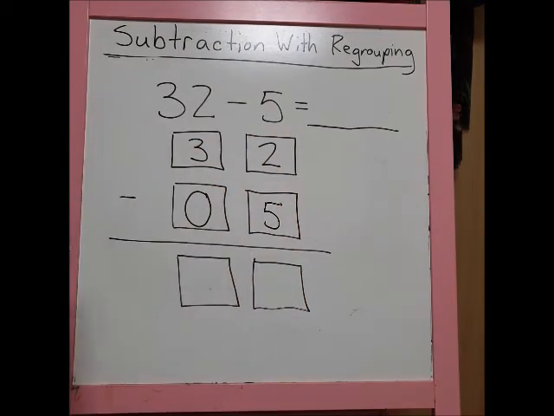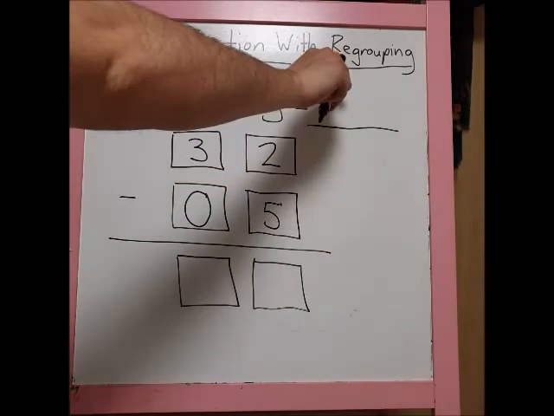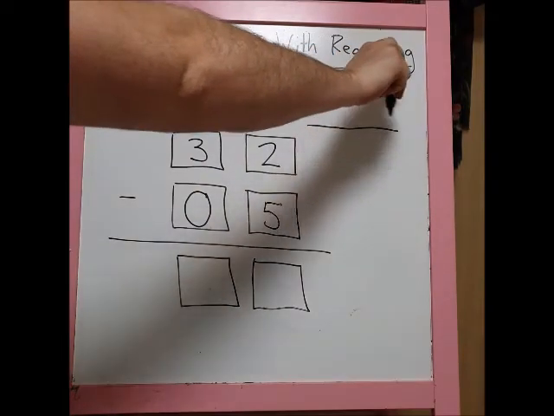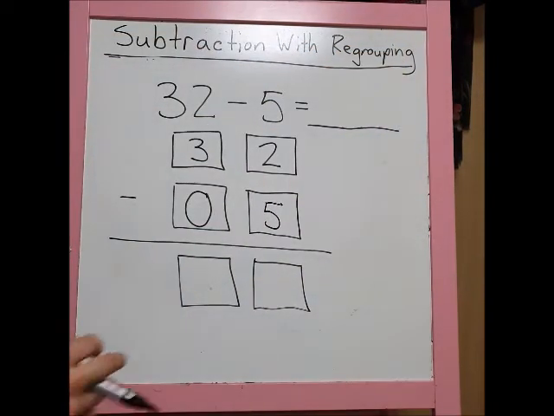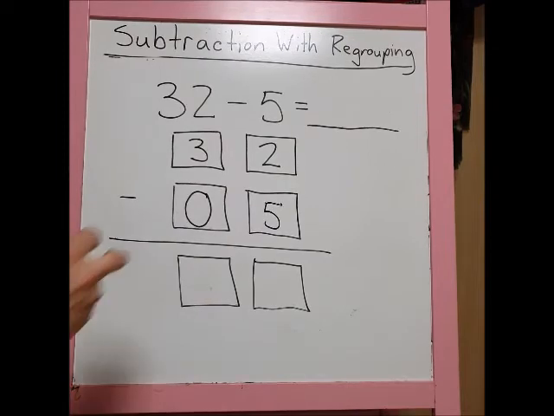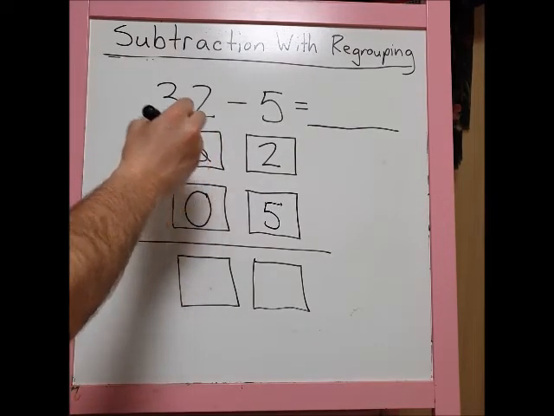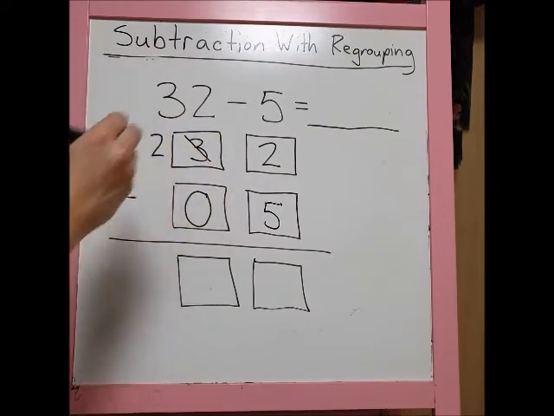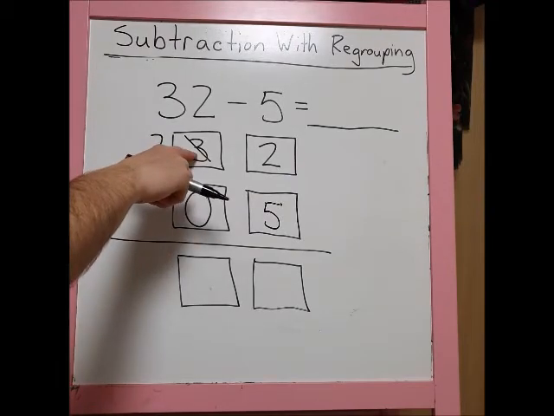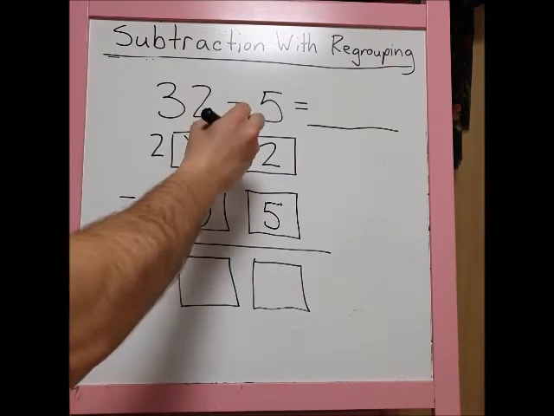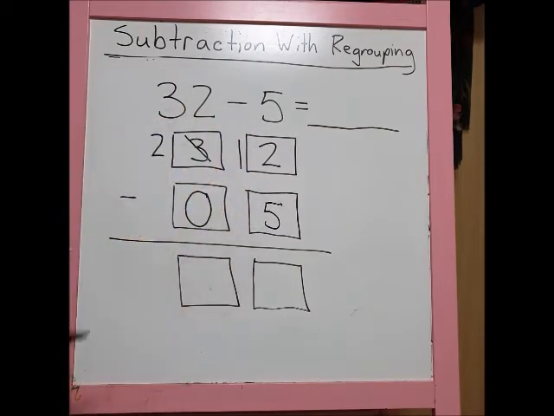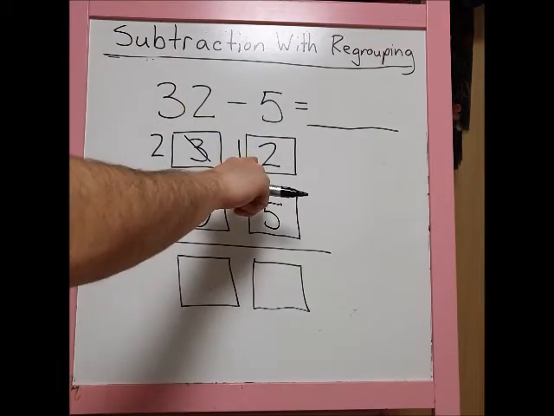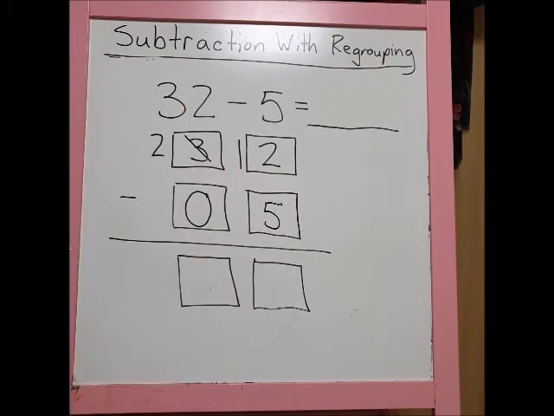2 minus 5. Can we take away 5 from 2? No. So what we need to do is regroup or borrow. So we're going to borrow 1 from the 10. We're just going to cross this. We're going to write 2 here. So we only borrowed 1. 3 minus 1 is 2. And then we move that 1 right there. So now we have 12 minus 5.